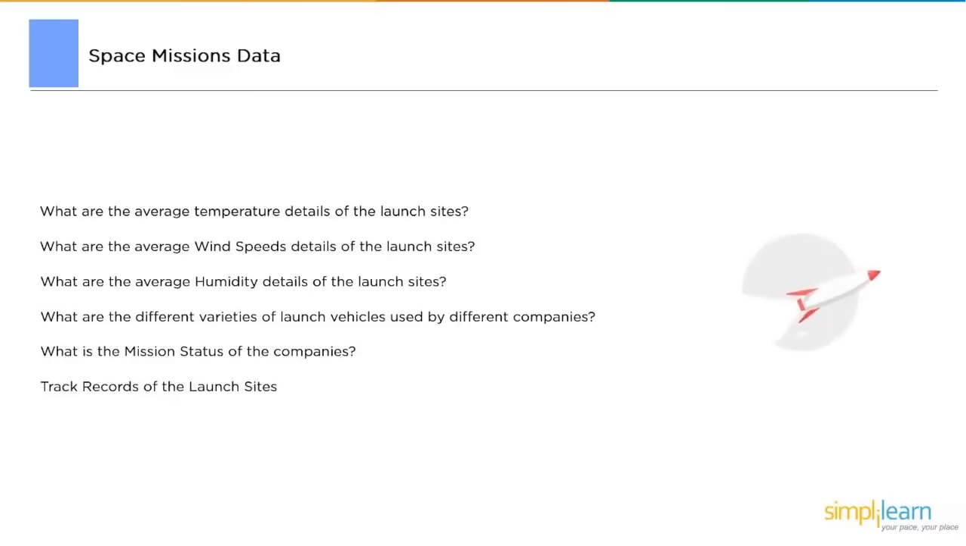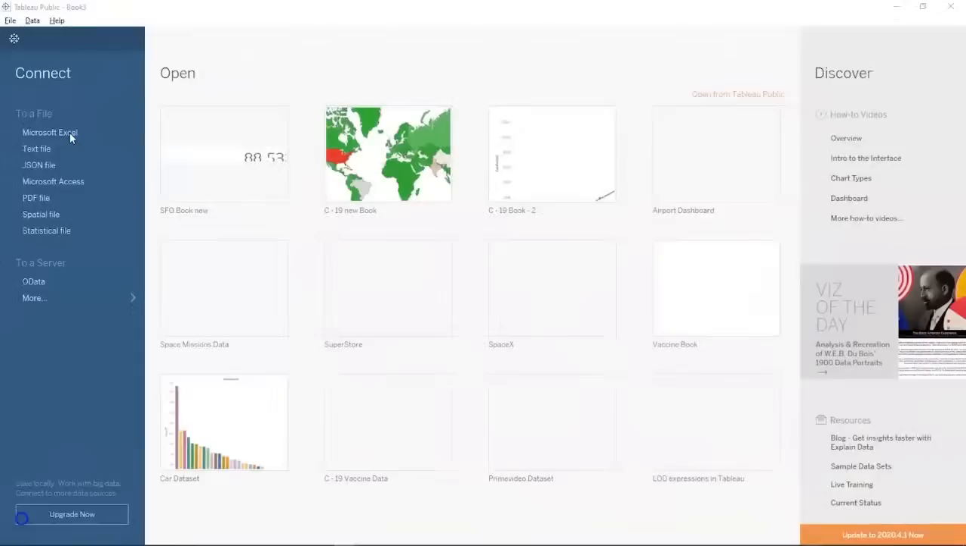So what are the track records? What are the successful launches? What are the failure launches? What are the satellites launched by different companies, etc. We'll have a complete track record of all the launch sites which are available in our dataset. Now, without further ado, let's get back to Tableau and start the project.